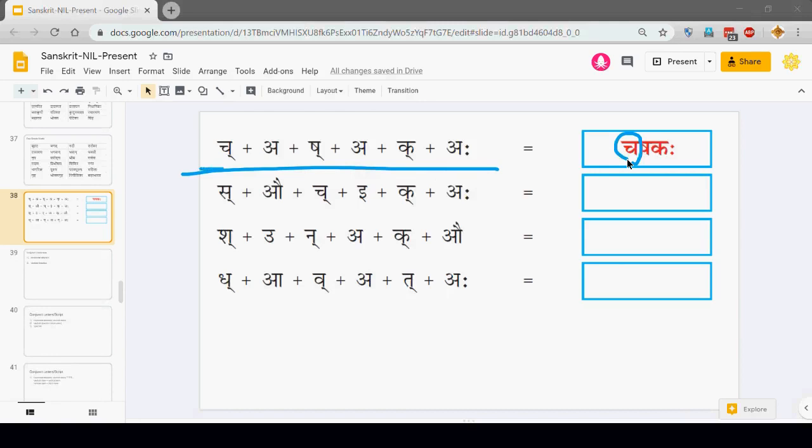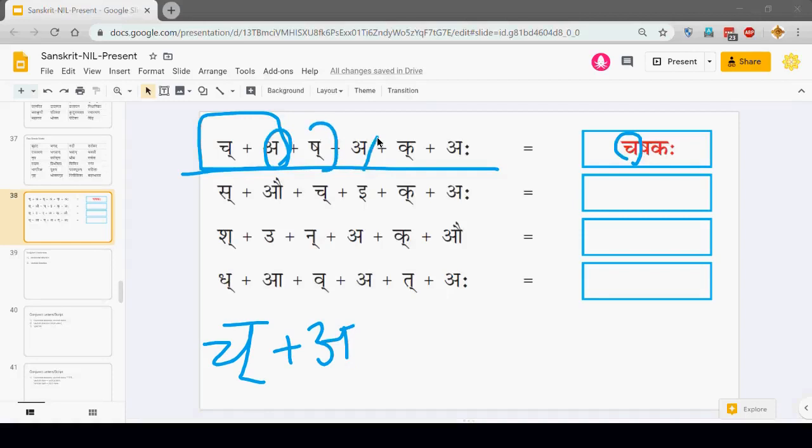The cha has two parts, two sounds in it. One is the consonant sound of cha, and then there's a vowel sound in it. And then there's a sh consonant part, a k consonant part, and then there is aha at the end, which is a vowel and then a visarga sound. So chashaka.